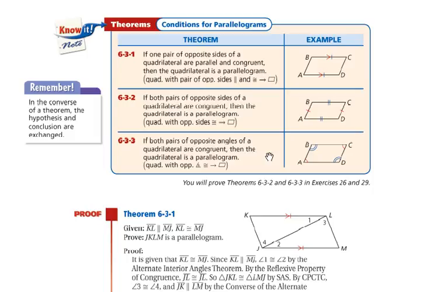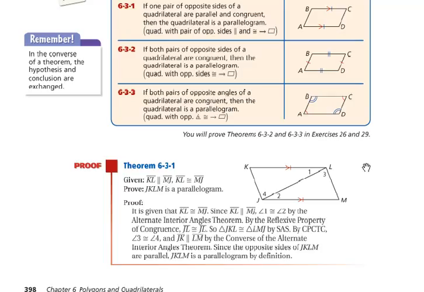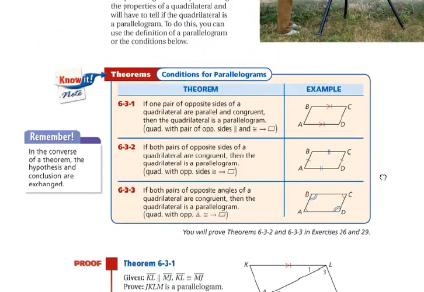And then 6-3-3, if both pairs of opposite angles of a quadrilateral are congruent, then we must have a parallelogram as well. So now we're looking at opposite angles. So if B and D are congruent angles and A and C are congruent angles, then again we must have a parallelogram. And so this theorem 6-3-1 again is shown here, and we have a proof here as well. But these are the three basic things that we talk about when we're taking a look at conditions that we need to have a parallelogram.